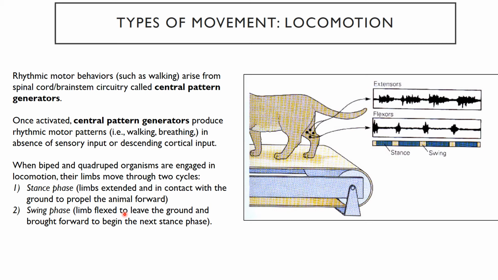The activation of the central pattern generator is often done consciously. You decide that you want to walk, but once it is activated, you don't need to think about it. It produces a rhythmic motor pattern, such as walking and breathing, and you don't need to have sensory input for the most part. And you certainly don't need descending cortical input. You don't need to be thinking about swinging your left leg and then your right leg.